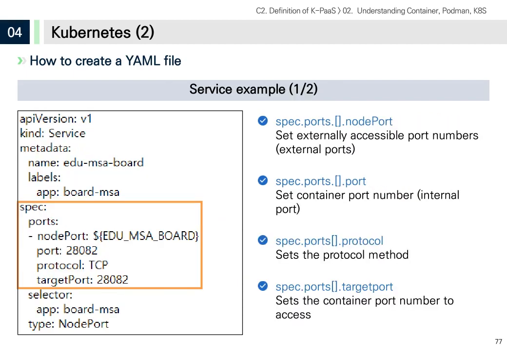Next, let's look at an example of writing a service YAML file to manage a service resource. It's the same as the deployment resource we saw earlier, right down to the API version and metadata. The most important part of the service is to set up the ports that make the pod accessible from the outside, so this is where the ports in the spec go. Node port sets the externally accessible port number, and port sets the internal port. In protocol, we set the protocol, and in target port, we set the container port that we want to access. Underneath that, in selector, we define which pods should be controlled and watched. We've covered this before, so we'll skip it.